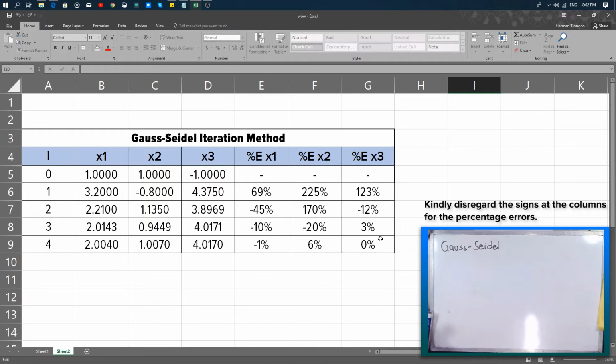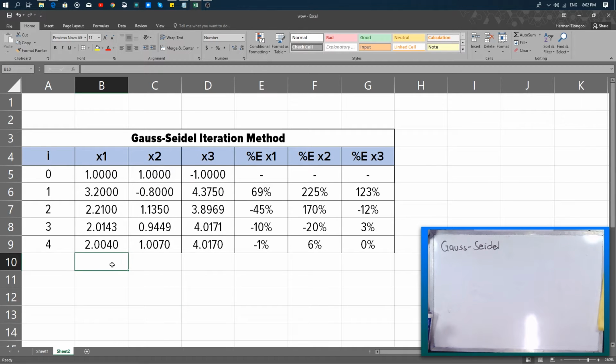As you could notice, the percentage error is decreasing. It must be decreasing as we go on getting closer to the actual roots of the set of equations. Not roots rather, but solutions for the set of equations. So I think we could safely assume that this is close to the value of 2, 1, and 4. We just think that these are the values of the x sub 1, x sub 2, and x sub 3.